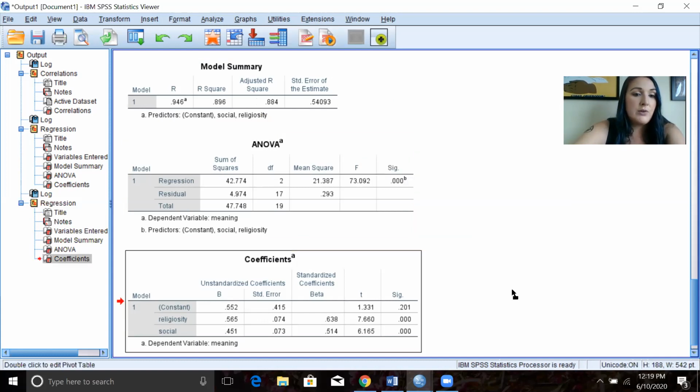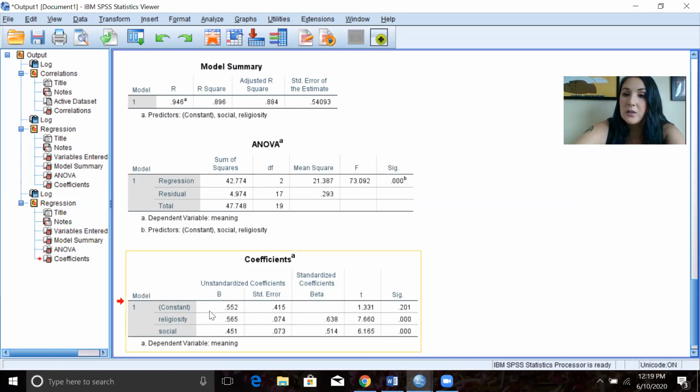Now you notice down in the coefficients part of the output, we're still going to get the features of our regression equation here. Once again, you've got a single row labeled constant. That's your new y-intercept. And notice that now there's a separate row for your two IVs. For any multiple regression, your regression equation is going to have a term for each IV, and each one is going to have its own slope.